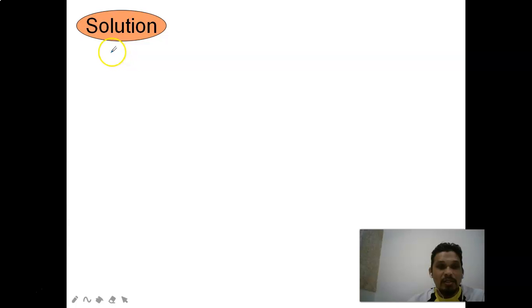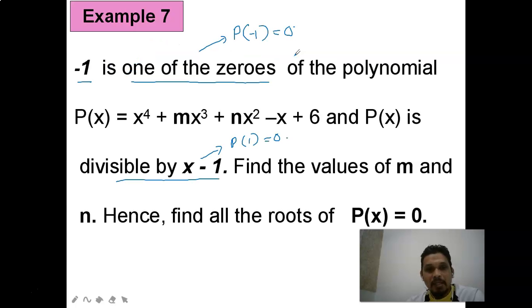Okay, so let's write down the polynomial, the function again. P(x) equals x to the power of 4 plus mx cubed plus nx squared minus x plus 6. Let's double check: x to the power of 4 plus mx cubed plus nx squared minus x plus 6. Okay, and as mentioned here, negative 1 is one of the zeros and also it is divisible by x plus 1.